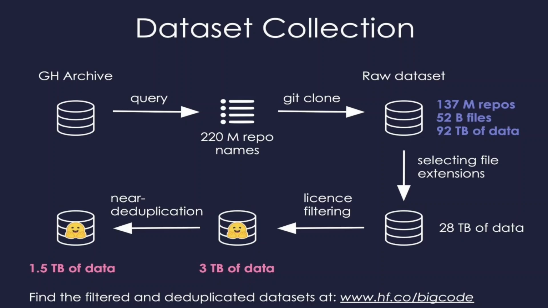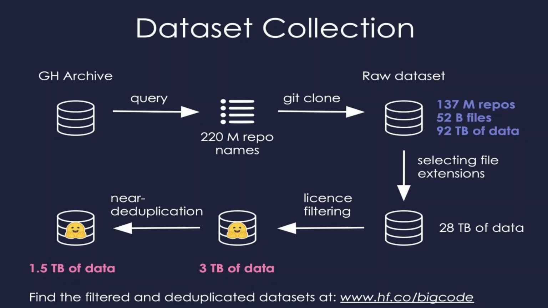After this, they selected file extensions which are approved programming languages such as .py, .cpp, etc. And they got around 28 TB of data. Next, they did license filtering. Here they used the Go license detector.